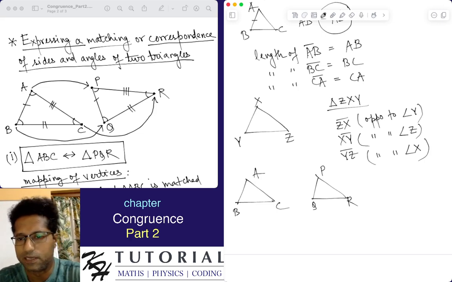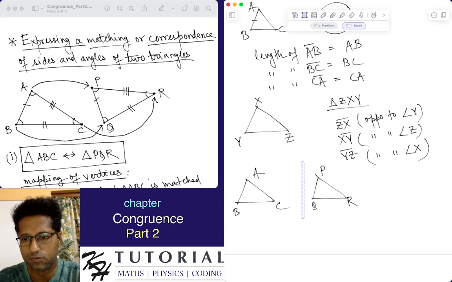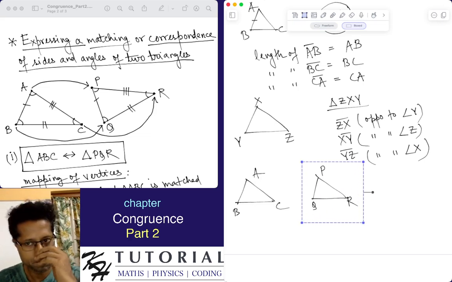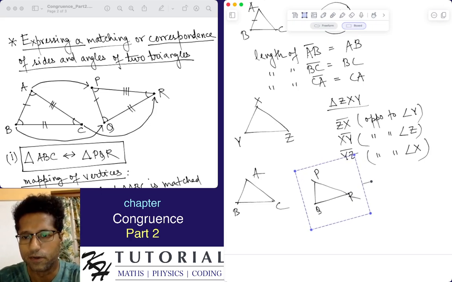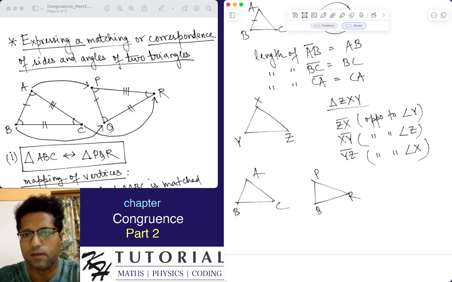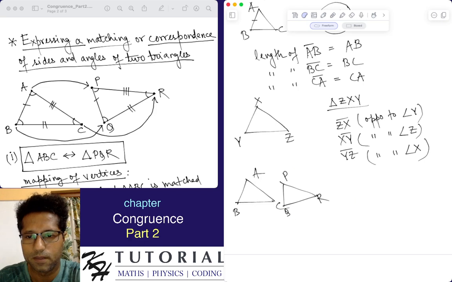In doing that, definitely a particular vertex of triangle PQR will match with a particular vertex of triangle ABC. I don't know whether I will be able to show it properly or not, but I'm trying. Let's say these two triangles as of now have the same orientation, looking the same and congruent. Now let's say I rotate this. If I have to check whether these two triangles are congruent or not, I have to see if I can overlap this triangle with triangle ABC or not.